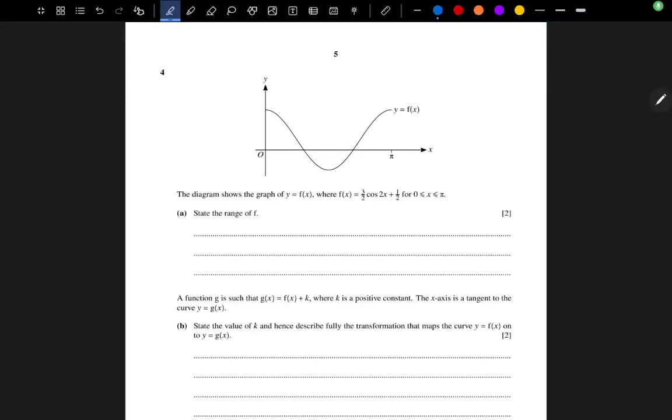This is CAIE A-Level Maths, Summer 2020, Paper 1, Variant 1, question number 4. In this question, it is given that the graph y equals f of x, where f of x is equal to 3 upon 2 cos 2x plus 1 upon 2. And we need to state the range of f.